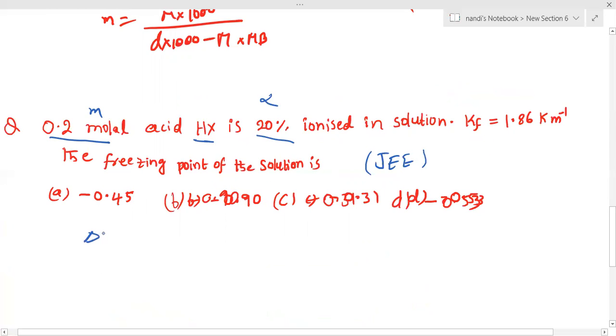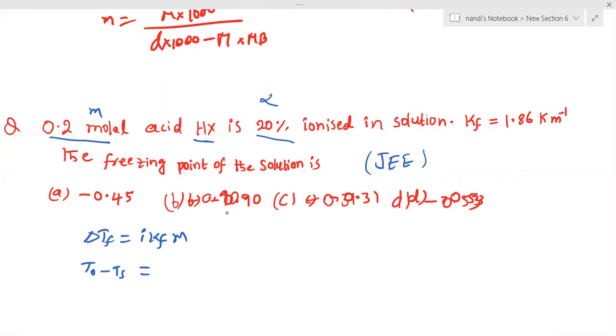So delta Tf equals i into Kf into m. Delta Tf is nothing but T naught minus Ts. Is it clear? Keep in mind, the solution freezing point is always less than 0 degree centigrade, because of depression of freezing point. So I value I'm going to calculate. HX is going to dissociate like this, H plus and X minus.